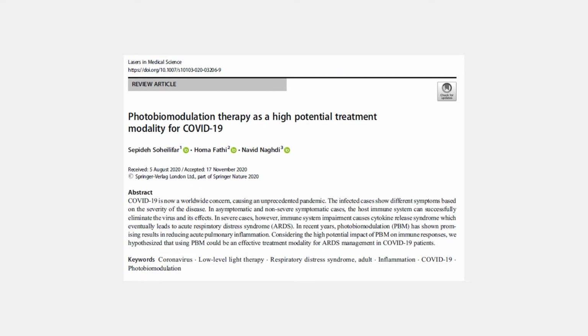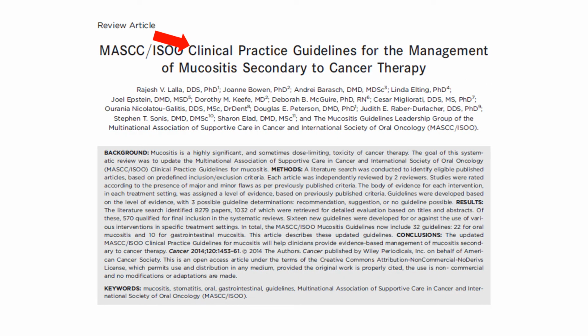And here we do have papers and case studies coming out that photobiomodulation therapy has high treatment potential for COVID-19 infection. Another interesting recent development is guidelines for practice in the management of oral mucositis secondary to cancer therapy. So when patients are undergoing chemotherapy, roughly half of them will develop oral mucositis.